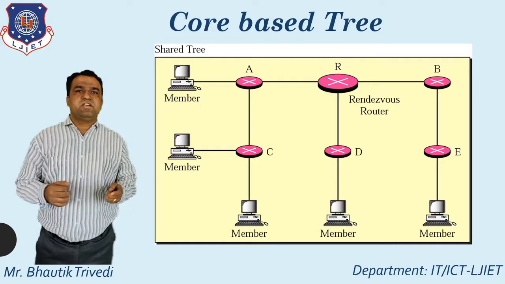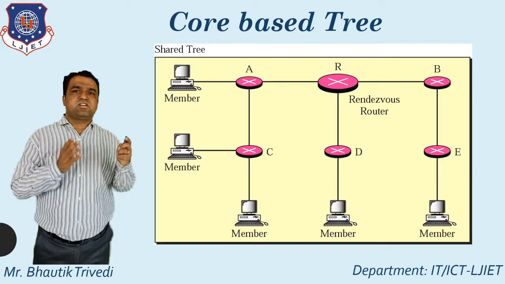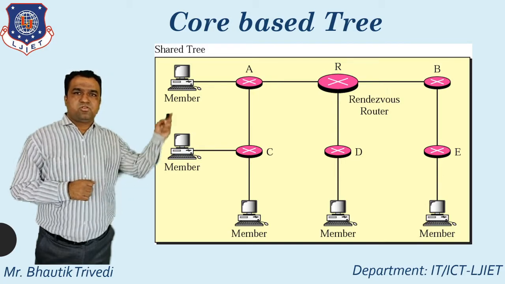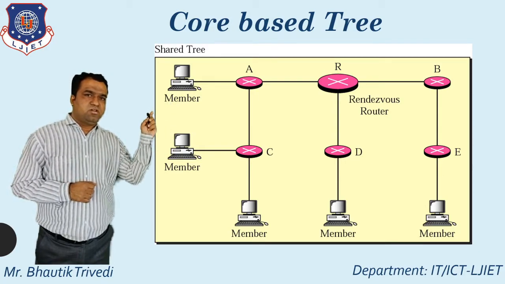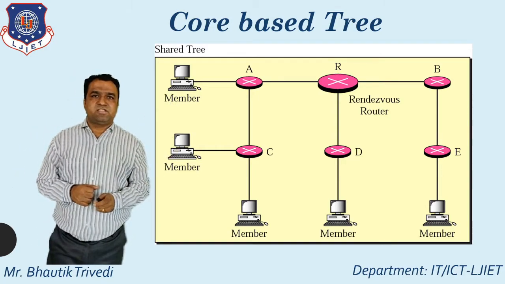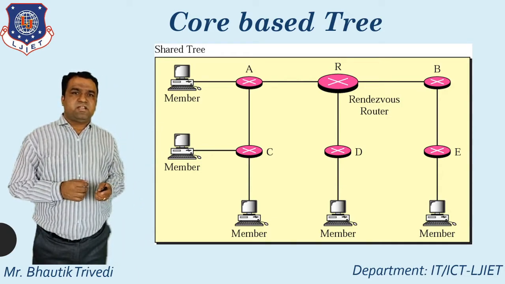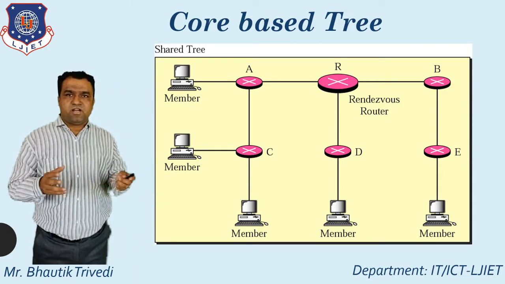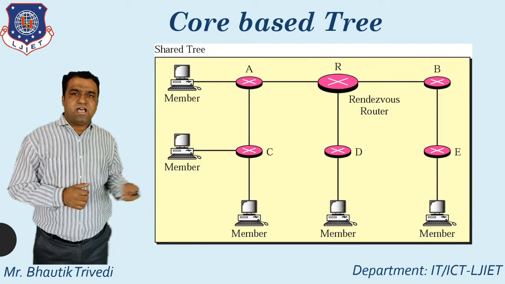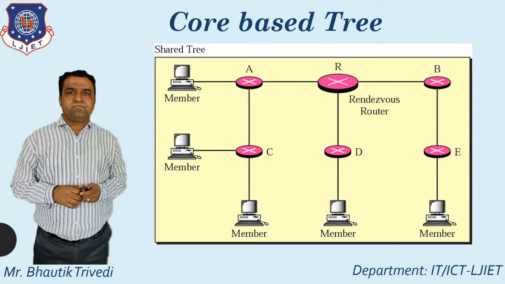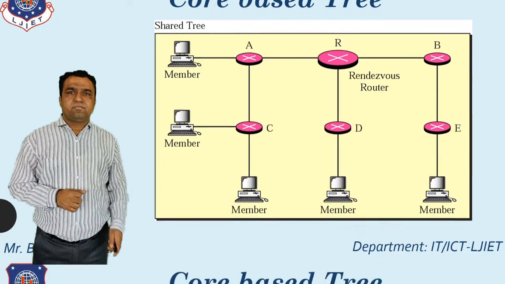After that, CBT means what? CBT means the concept of the shared tree group. So here you just see one center router, that is R. And after that, A, B, C, D, E, different routers and different members. So this is the diagram for the core based tree. That is known as CBT.